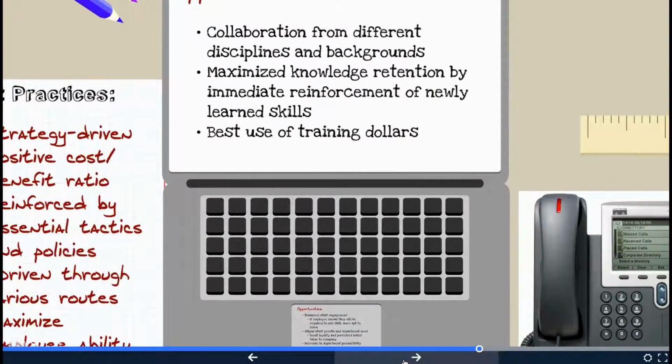Opportunities. Collaboration from different disciplines and backgrounds, so people from different departments work together in problem-based solution scenarios. There is maximized knowledge retention by immediate reinforcement of newly learned skills, and it is the best use of training dollars. To me, if you have the largest amount of retention possible, then that is the best use of your money.